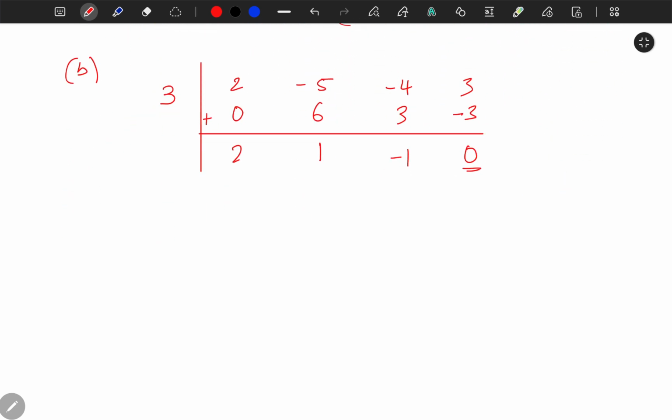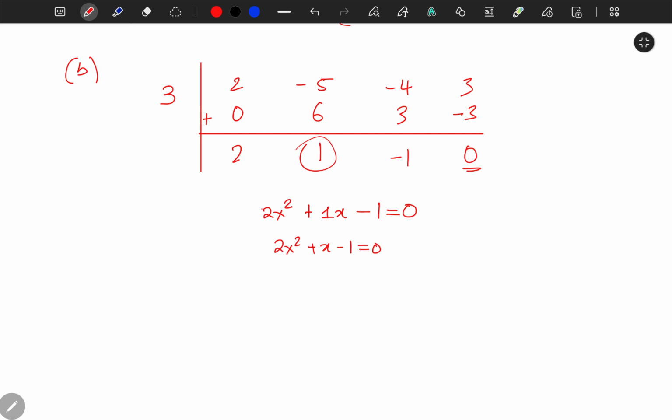Now, the moment you divide, you reduce the power by 1, meaning our new polynomial will be 2x squared plus 1x minus 1, equal to 0. Meaning, after dividing everything, we end up getting 2x squared plus x minus 1 equal to 0. Or you can just leave it like that.